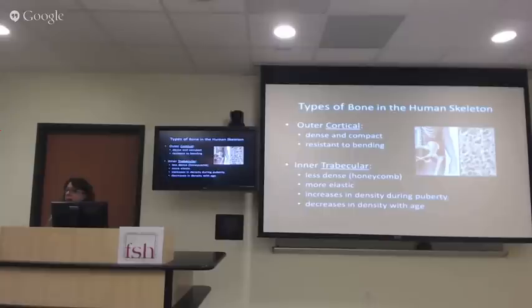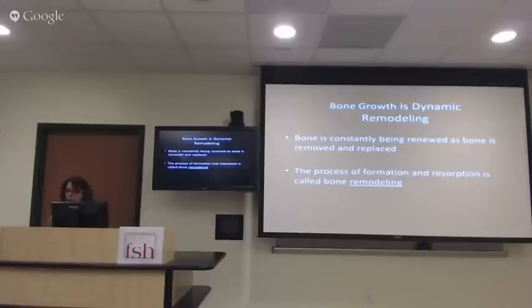During puberty, it increases in density. As we get older, this area becomes much less dense. Bone growth is always changing, it's dynamic. What that means is bone is constantly being renewed. Parts of bone are removed when it's damaged or when it gets older, and it's replaced with new formation. This process of formation and removal of bone, which we call resorption, is called bone remodeling.